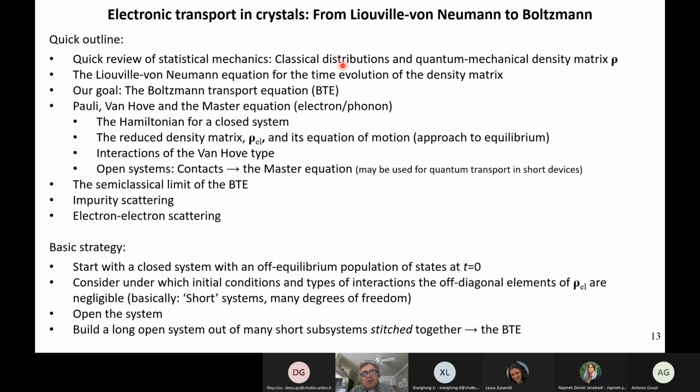You also have to know the probability, the amplitude, I should say, that the electron will be in some linear superposition of states. We'll see what the Liouville-von Neumann equation is for the density matrix rho. Rho, from now on, will denote the density matrix, not the density, not crystal density, or whatever.